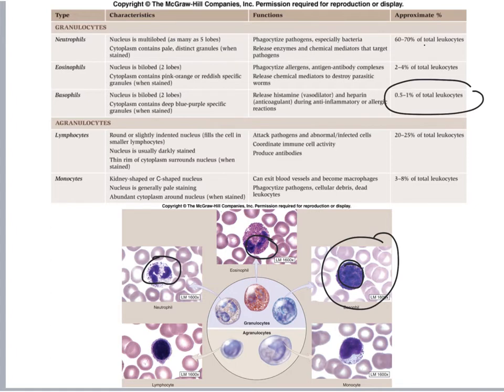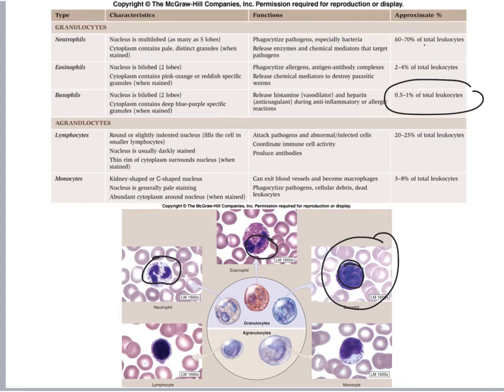So granulated cells similar to basophils called mast cells are also found in connective tissue. These act a lot like basophils, but one of the main things that they do is they cause cells to release histamine. They'll cause basophils to release histamine.